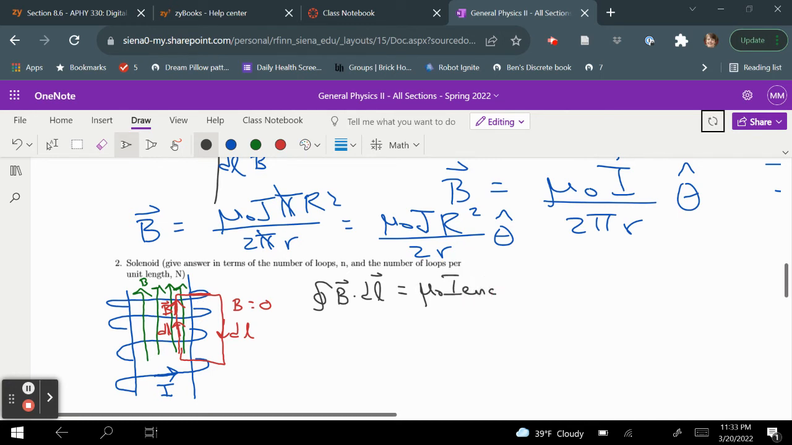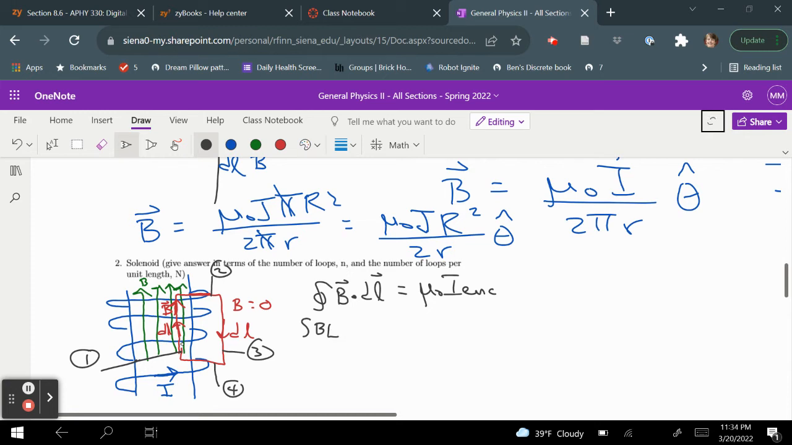And if I think about this, I really have 4 parts of my loop. So I have the part that's inside, which we'll call, say, 1. This one is also 1. And this is 2. And this side is 3. And this bottom side is 4. Looking at those, the only place where B and dl are in the same direction, and we are going to get a value for our closed loop, is on the inside.